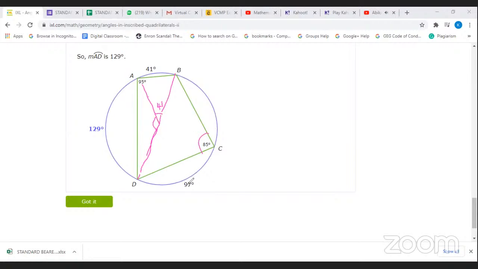Then they have also given us 97 as the center, meaning from here to here is 97. So in this case, we need to know this particular angle to be able to get this. Since this is 41, this is 41. This is 95. Then this is 97.